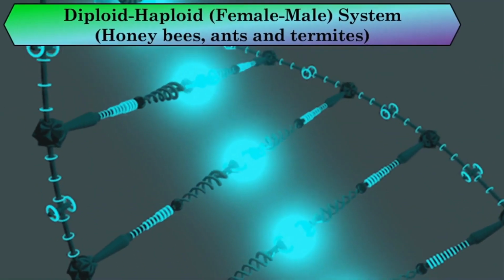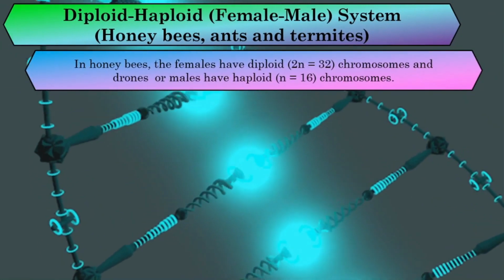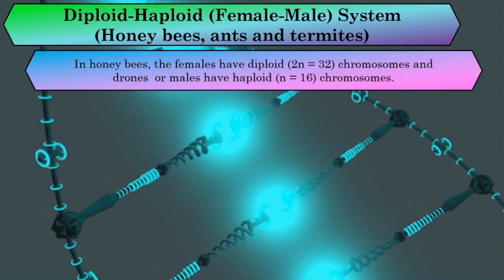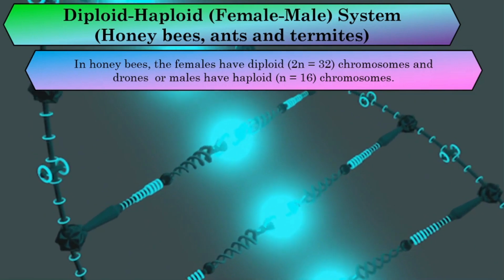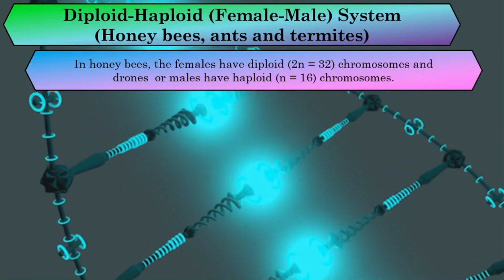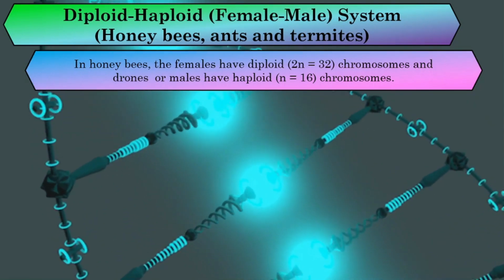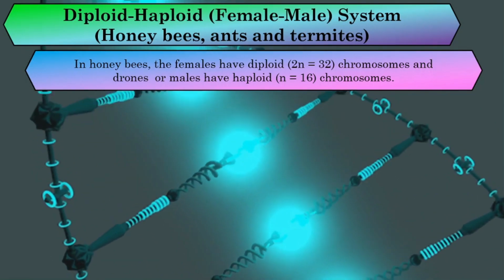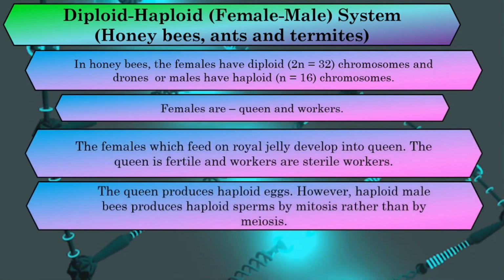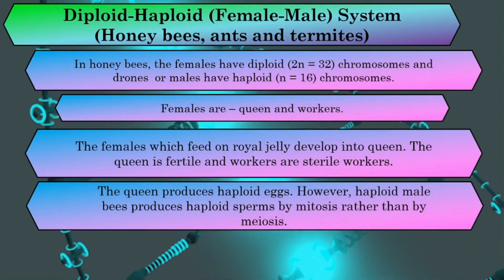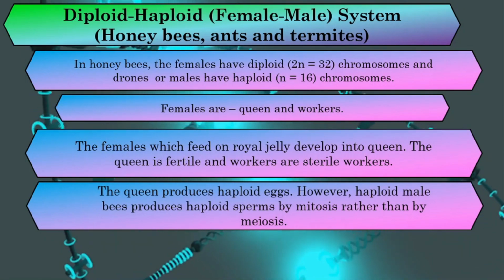The second type of chromosomal sex determination is the Diploid-Haploid female-male system, which is found in honeybees, ants, and termites. In honeybees, the females are diploid, or 2N, which equals 32 chromosomes, and drones, or the males, are haploid, which have 16 chromosomes. Females are the queens and workers. The female fed on royal jelly develops into a queen. When the queen is fertile, the workers are sterile.